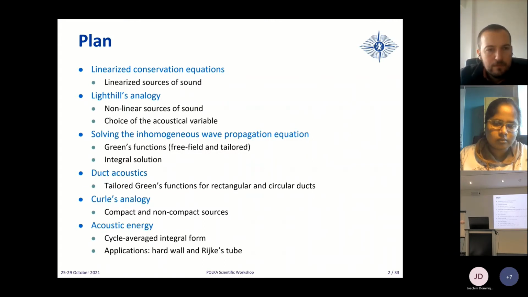Then we'll make a quick digression on the choice of the acoustic variable, because you are more busy with thermoacoustics, as far as I understand, and we will see that for thermoacoustic problems, some acoustic variables are more suitable than others. Then we will end up with an inhomogeneous wave propagation equation that we would like to solve. There are different methods for solving those equations. What we will use is the formalism offered by Green's functions that will lead us to an integral solution. Then we will argue that integrating is good for health. That should be clear, hopefully, by the end of the course.